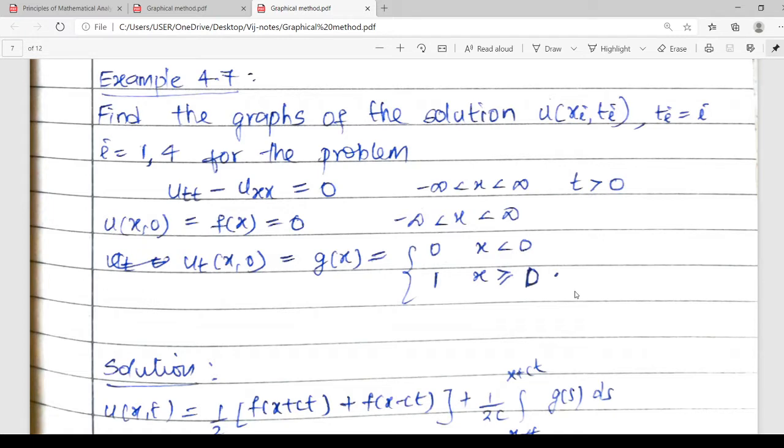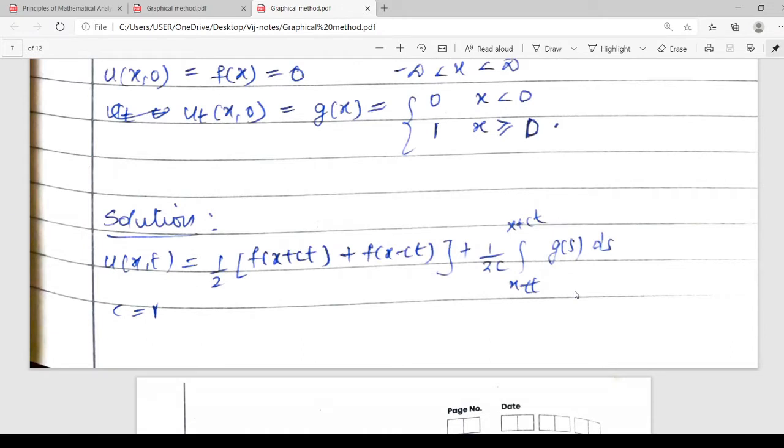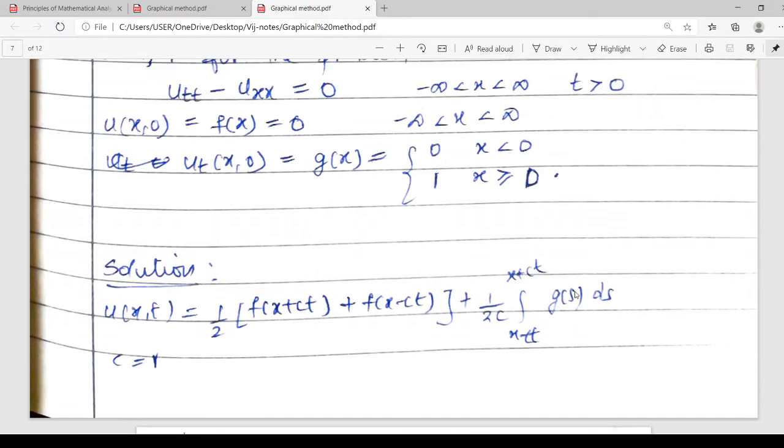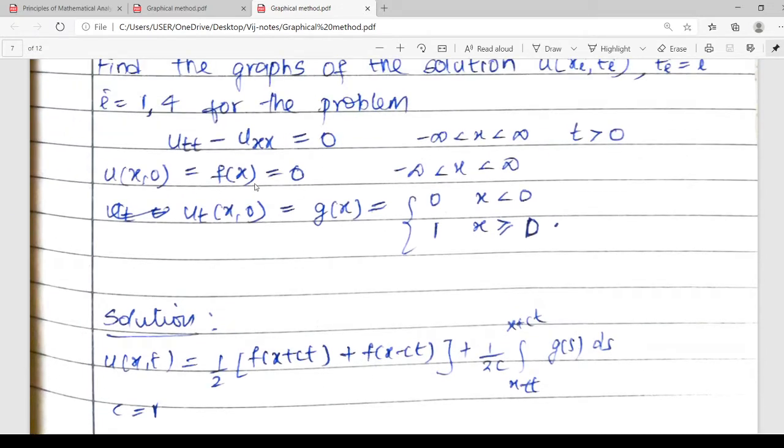First we will write the D'Alembert solution. This is the D'Alembert solution. Put the values of f and g. So here f is 0, so this part vanishes. Also we see that c is 1 here. Then we have only g of s.